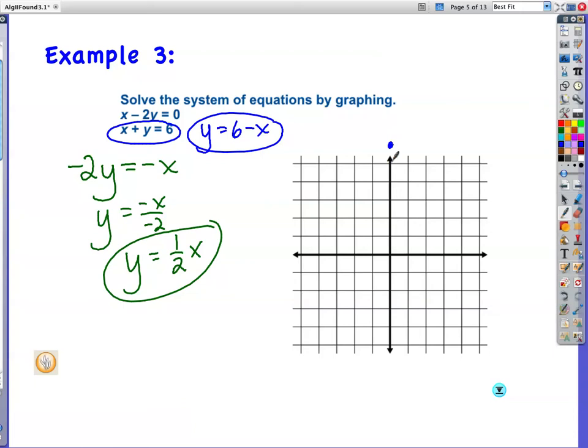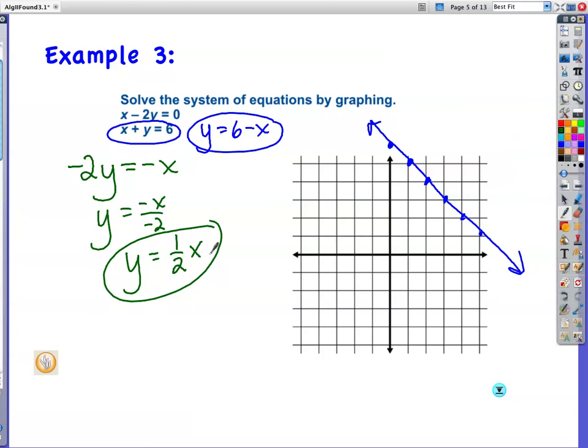Slope is -1. Rise -1, run +1. Rise -1, run 1. There I go. And I graph this line. Oh, now I go back to my green. Graph my green equation. Y equals 1/2 x.